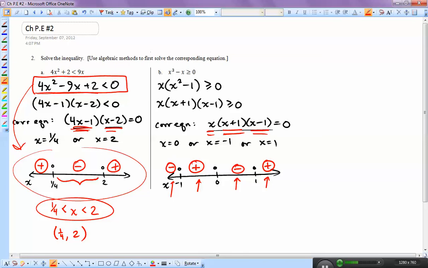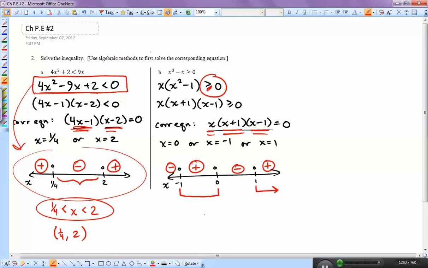So going back to what we started with, we're trying to figure out greater than or equal to 0. So greater than or equal to 0 here, well, that's going to be all the positives and all the zeros. So everything from -1 up to 0, and from 1 all the way on to infinity. And I want to include the -1, the 0, and the 1 because those give me equal to 0, and that's that part right there.